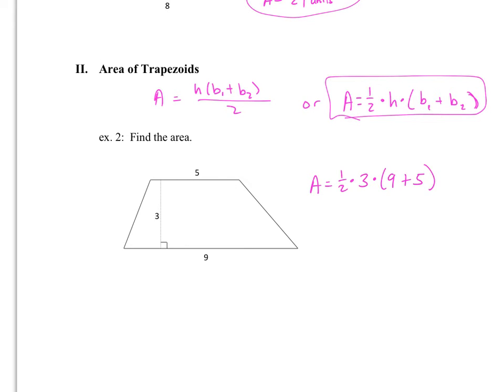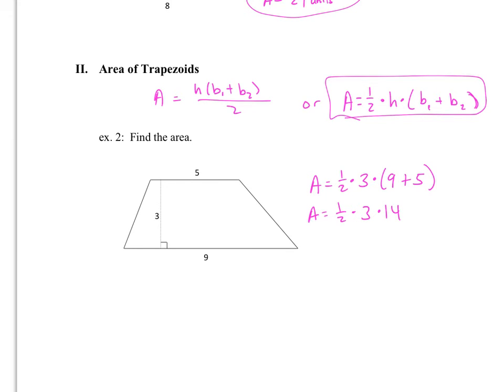So what's 9 plus 5, Molly? 14. And notice I rewrote everything. Area equals 1/2 times 3 times 14. Because that's what good mathematicians do. They'll rewrite things so that they can go back and find their mistakes if they made them.